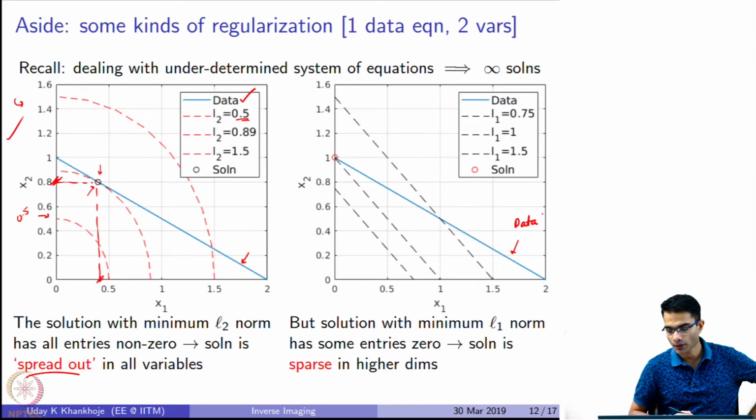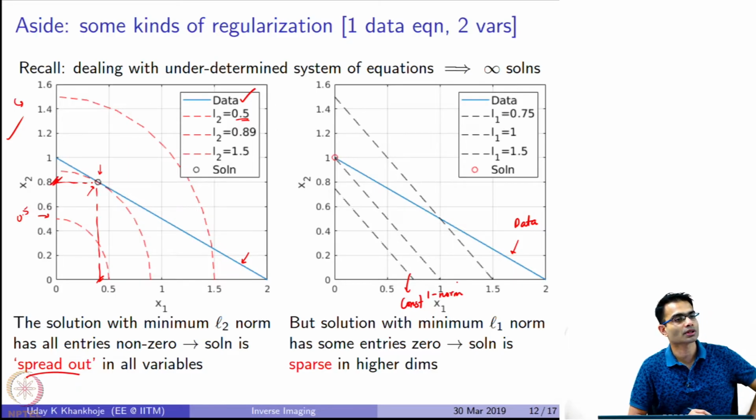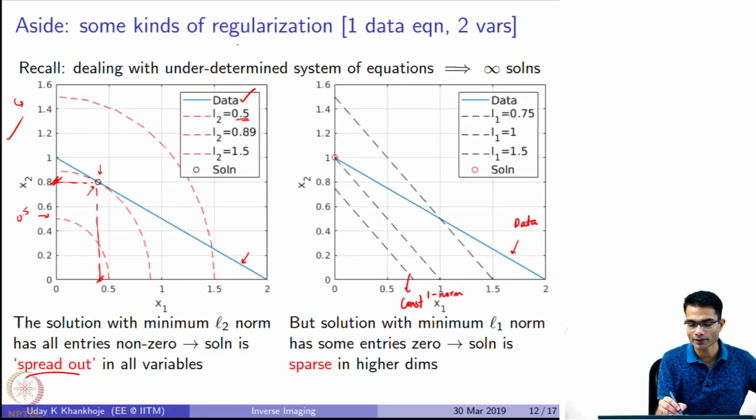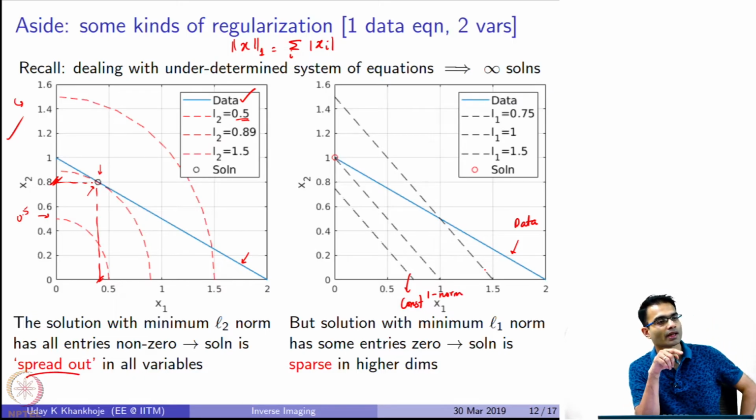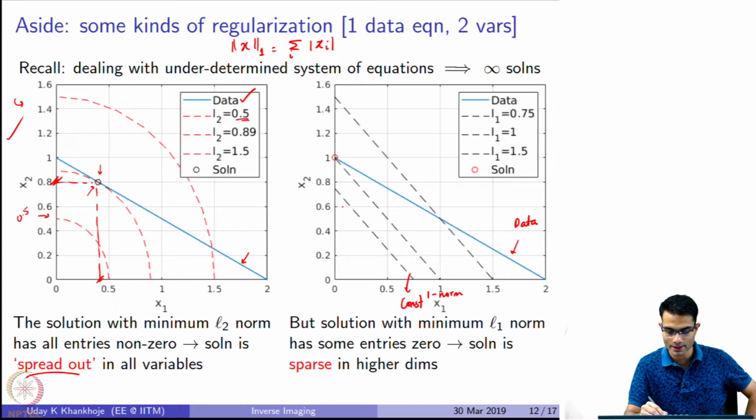In this data equation, what am I doing? I am plotting constant 1 norm solutions, because the locus for constant 1 norm is what? How do I define the L1 norm? Right, it is the summation of mod xi. So, in the upper quadrant over here, what will the equation be? X1 plus x2 equal to a constant, right. So, that is just a line. So, these are all parallel lines that are expanding in the value of the 1 norm.